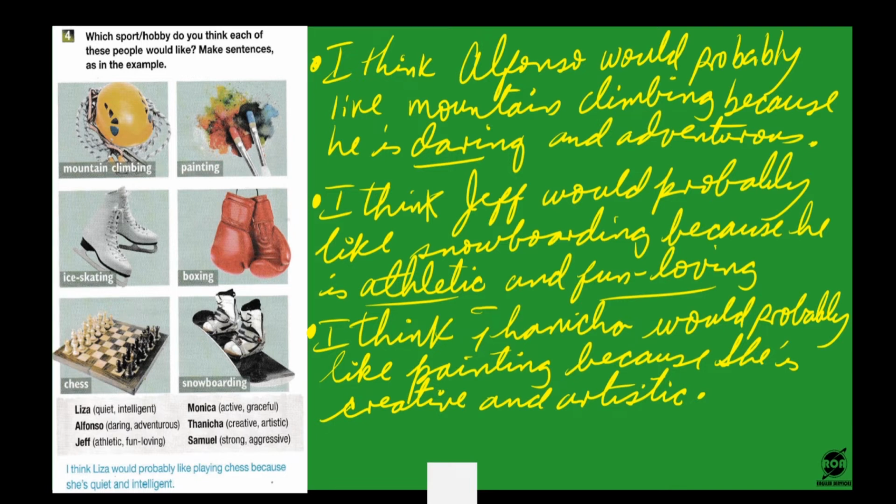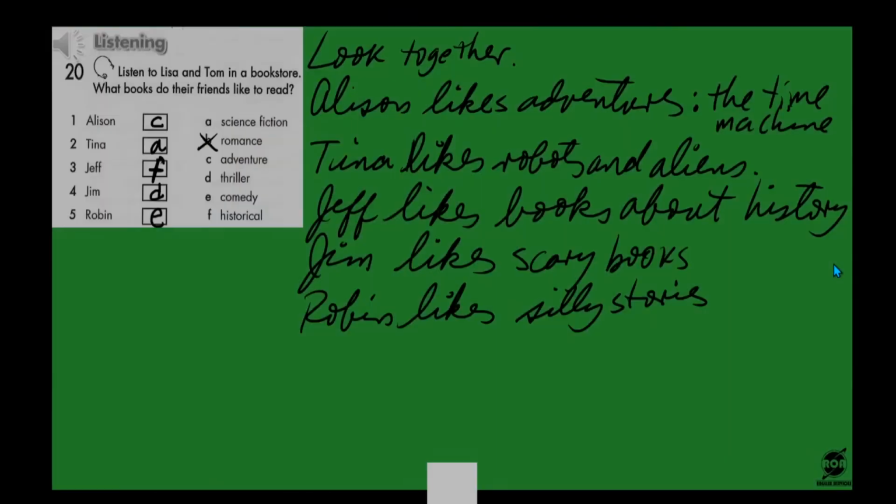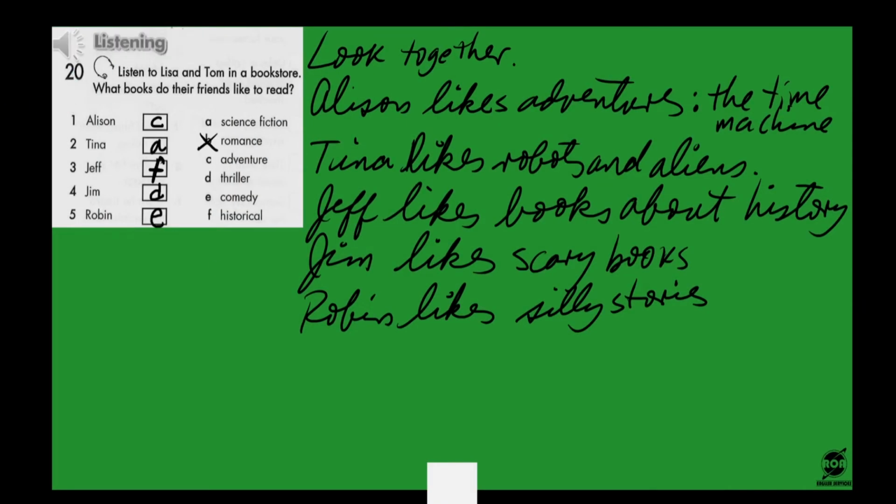So here, for instance, you could see that Alfonso is daring and adventurous. So based on that, you could say, I think Alfonso would probably like mountain climbing because he's daring and adventurous. But also you have, let's say, Samuel. Okay, so you could say, I think Samuel would probably like boxing because he is strong and aggressive. So this is a way to express what people would be like based on their character. Let's now move into this listening just to hear about other preferences that people have, in this case about movies.